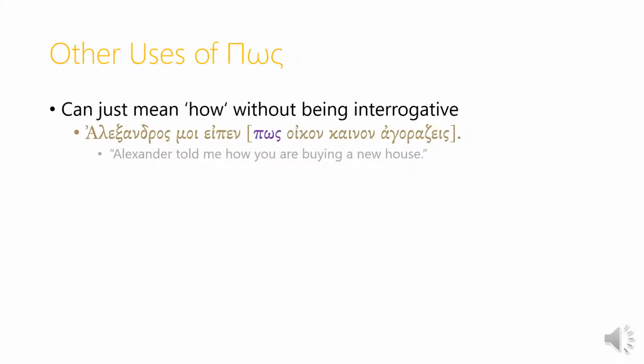Πως can be used in some other ways as well. It can just mean how, without being interrogative, as in Alexandros moi epen πως oikon kainon agoradzes. Alexander told me how, πως, you are buying a new house. And in this usage, it's very much like the subordinating conjunction hoti.